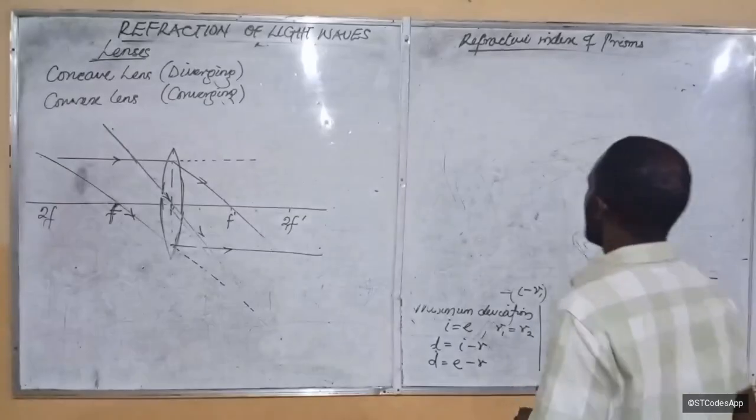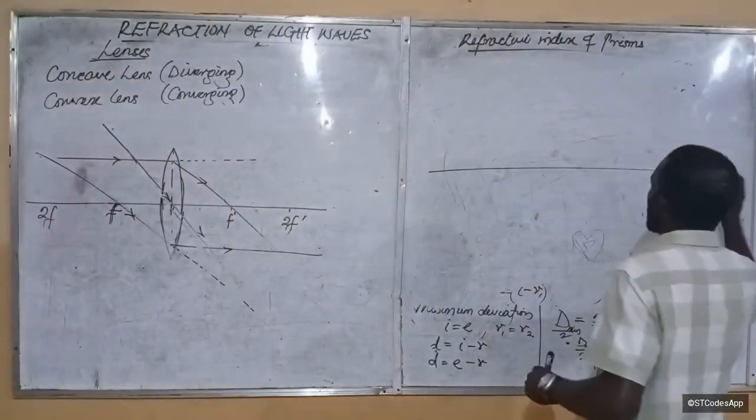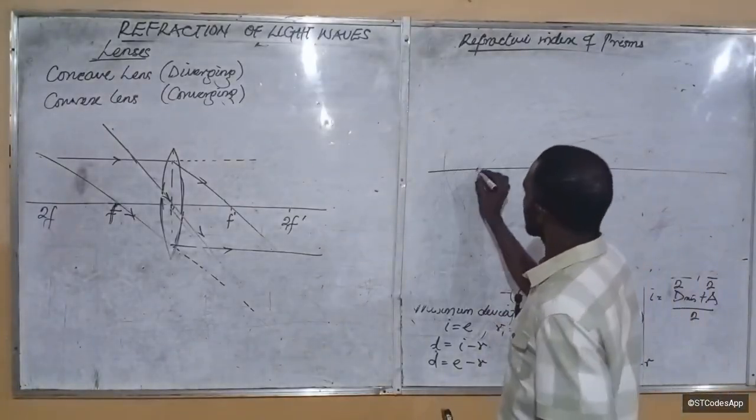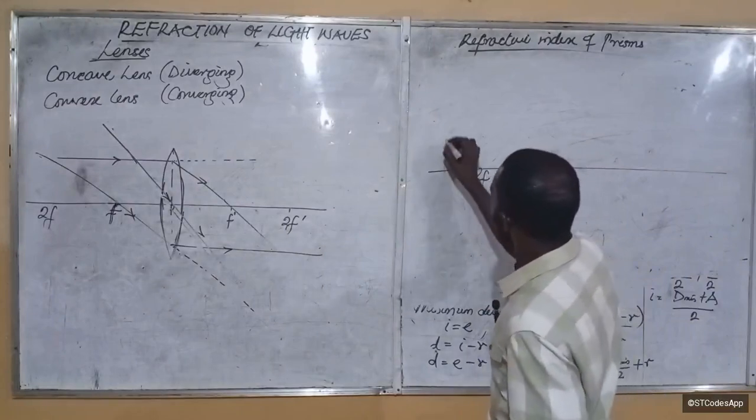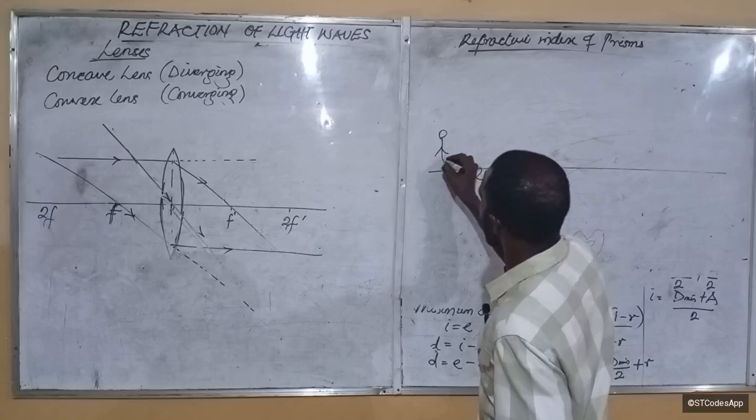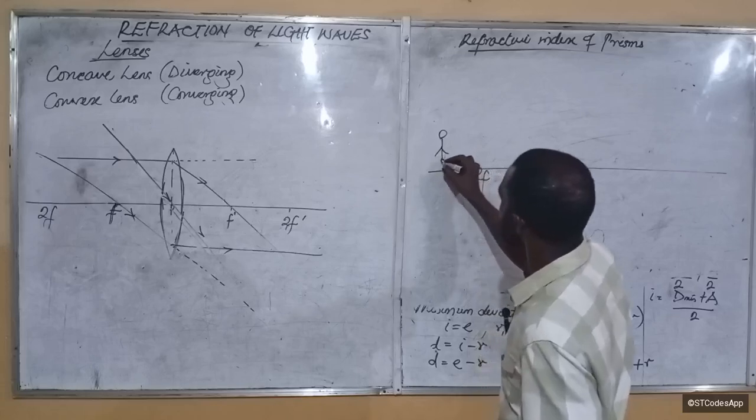Now watch. Let's say, for example, I call this place my 2F. Let's say my object, sorry, not image, I place my object, for example, here.